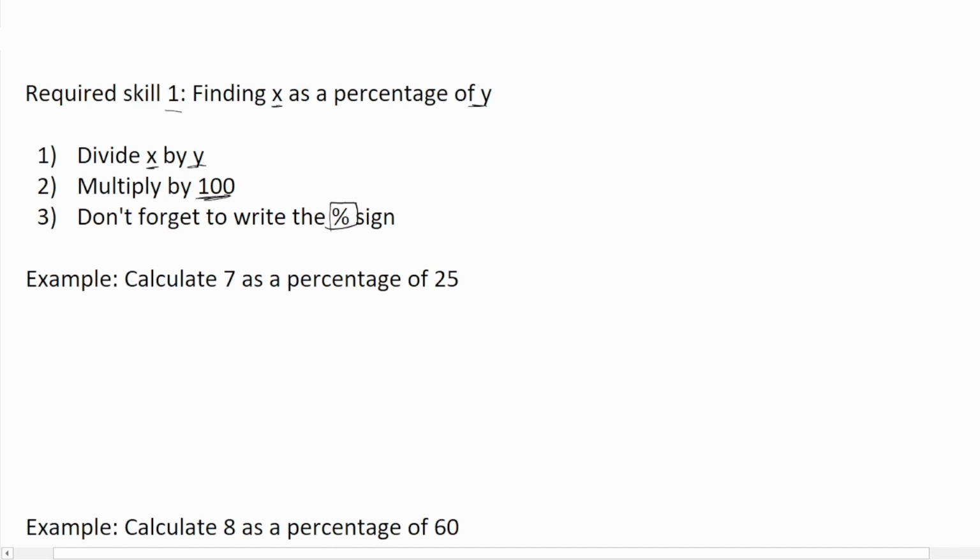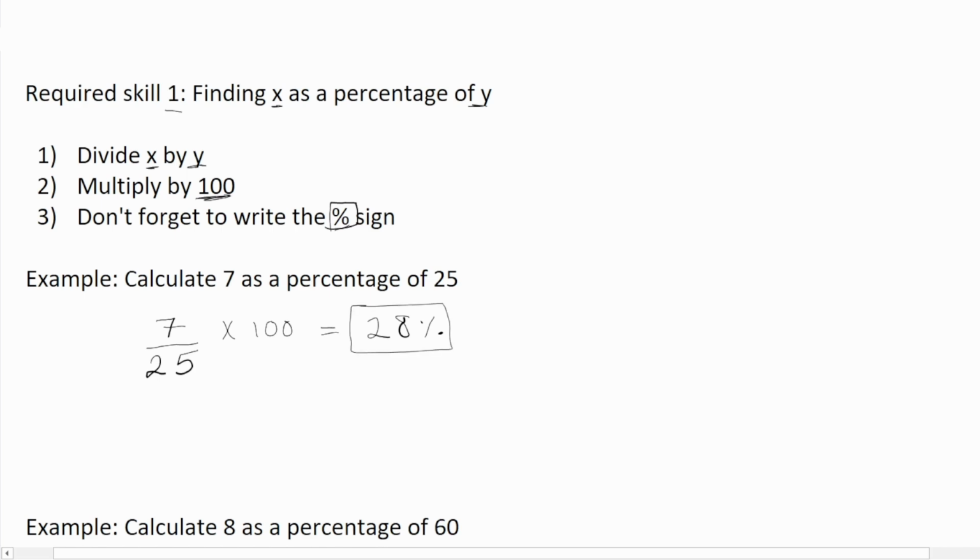So, let's take an example. Calculate 7 as a percentage of 25. So what we're going to do is divide 7 over 25, okay? And then multiply that by 100. Now, what you do is simply plug this whole thing on your calculator, and you are going to get 28. And don't forget, like we said, the percentage, like 28%. So essentially, 7 as a percentage of 25 is 28%. I hope this was clear.